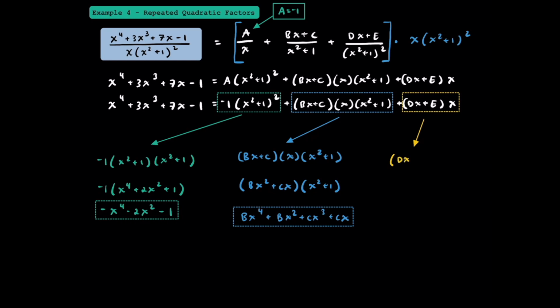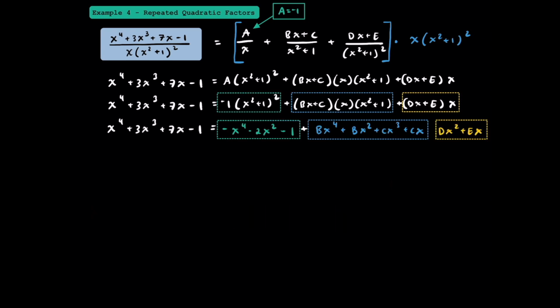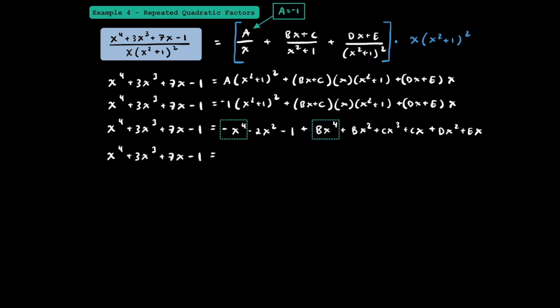We have the quantity of dx plus e multiplied by x. Distributing the x, we're going to get dx squared plus ex. And that's it for this part. Let's take each of these expanded expressions and put them back into our equation. Now let's rearrange the right side in standard form. For these terms that have x to the 4th power, we can write b minus 1 multiplied by x to the 4th power. For x to the 3rd power, we just have c multiplied by x to the 3rd power.